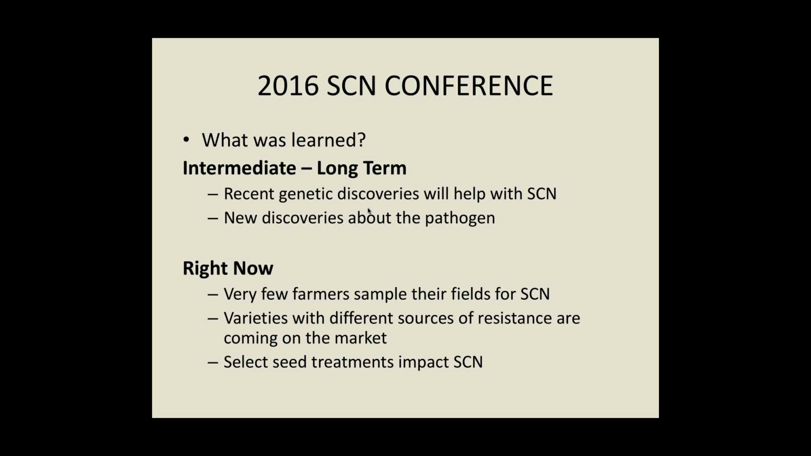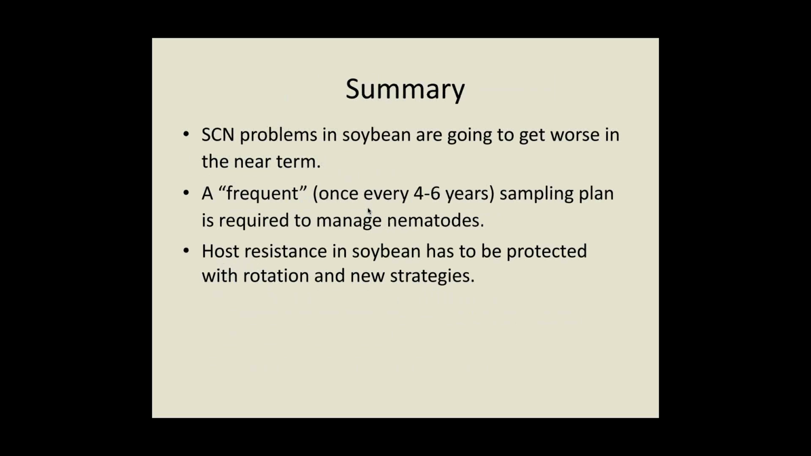And the other thing that was talked about quite extensively is that we now have select seed treatments that do impact SCN. And that's important to protect not only our current resistance, but also future resistance that we deploy in our fields. So just as a summary, SCN problems in soybean are going to continue to get worse in the near term because most of our technologies and most of our habits are very difficult to change overnight.